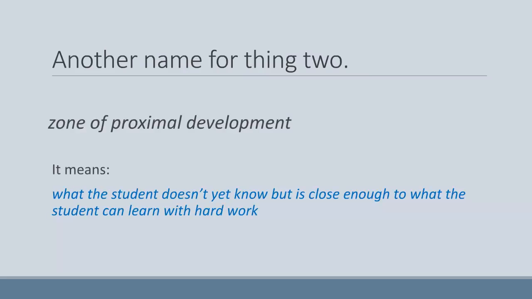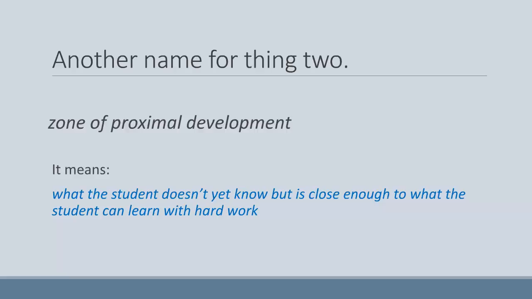In the best of circumstances, the expert will understand clearly what the student knows and exactly what the student needs to learn next, but doesn't yet know. The education jargon for this level of student ignorance is the zone of proximal development. This term just refers to what the student doesn't yet know, but which is close enough, that is proximal, to what the student can learn, given the student's evident capacities and with hard work. It will be difficult, but the student can learn it with the expert's help.